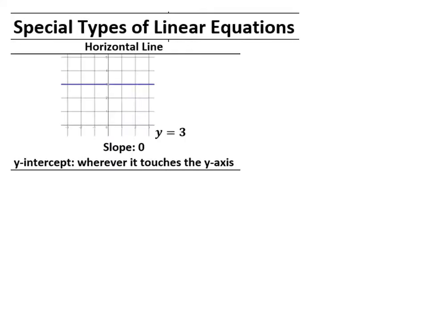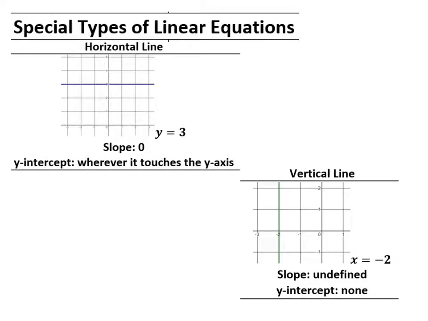We have some special types of linear equations. We have horizontal lines, like this y equals 3. The slope is 0, and the y-intercept is wherever it touches the y-axis. This case would be y equals 3. The vertical line, x equals -2, the slope is undefined, and it has no y-intercept because it will never cross the y-axis.